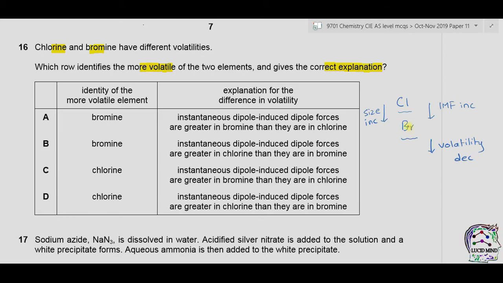So among chlorine and bromine, chlorine will be more volatile as the intermolecular forces are weaker in chlorine. The explanation is that instantaneous dipole-induced dipole forces are greater in bromine than they are in chlorine. This is a true statement because the size of bromine is larger, so therefore the intermolecular forces such as instantaneous dipole and induced dipole forces will be greater. And the second is incorrect because it will be less in chlorine as compared to bromine. The answer is therefore C.